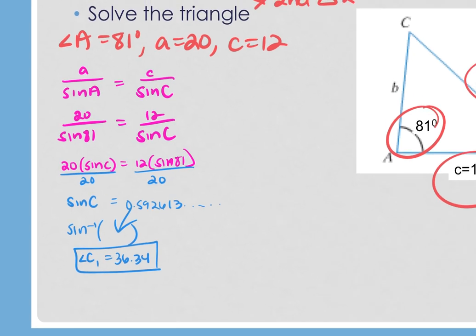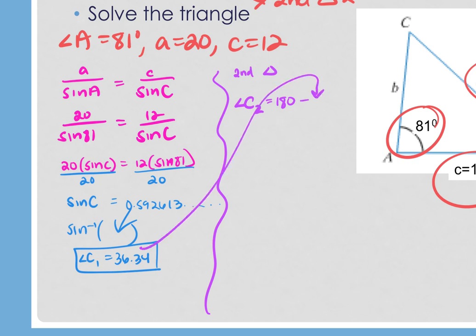Now, the moment I get to a situation in which you have side-side-angle, I immediately start a second triangle so I don't forget. Second triangle, and I find angle C2. So whatever I just found, which was C, I'm going to find its supplement. I do 180 minus what I just got, 36.34, and I get angle C2 equals 143.66.